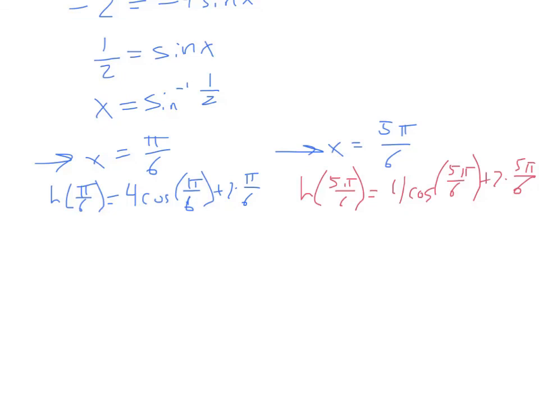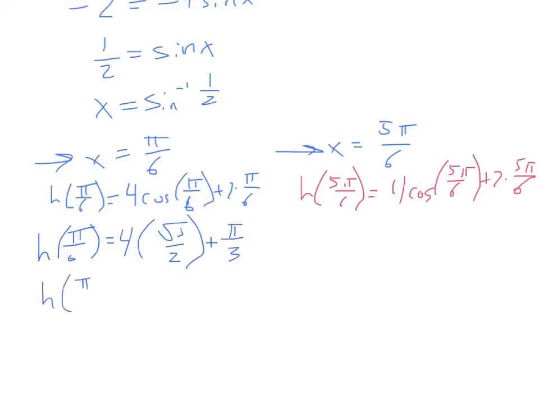If I go through and evaluate these, h of pi over 6, we've got 4 times the cosine of pi over 6, that'll be root 3 over 2, plus, and this just simplifies to pi over 3. If I continue working with this, h of pi over 6 is 2 root 3 plus pi over 3. And so now that I have that, I can write the point. The point of horizontal tangency is pi over 6, comma 2 root 3 plus pi over 3.